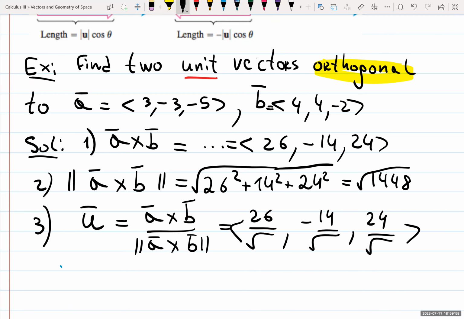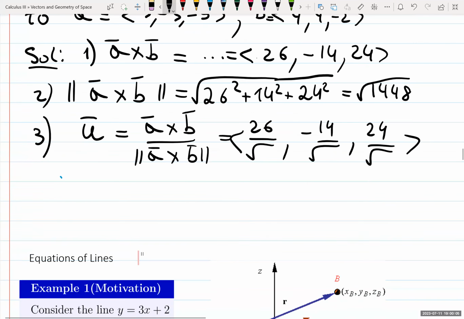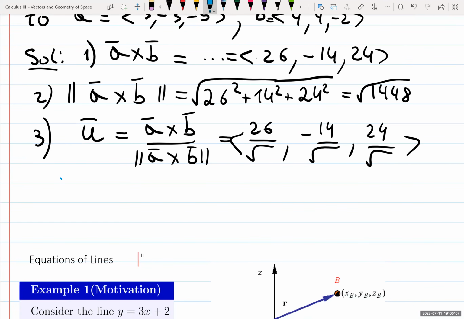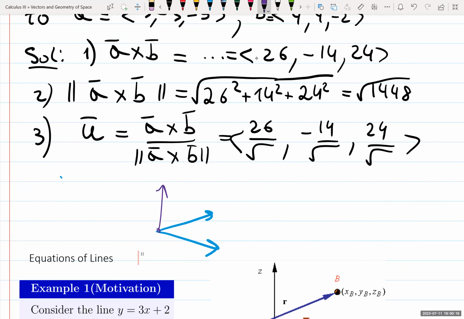But then they say find 2 vectors. So what is missing then? Something is missing. This visualization will help you. So there's a vector A, and there's a vector B, and they ask to find two orthogonal vectors. So we found this one, but there's one more. There's this one. So we found U, but there's also minus U. So do you know what the two answers will be? Plus and minus.